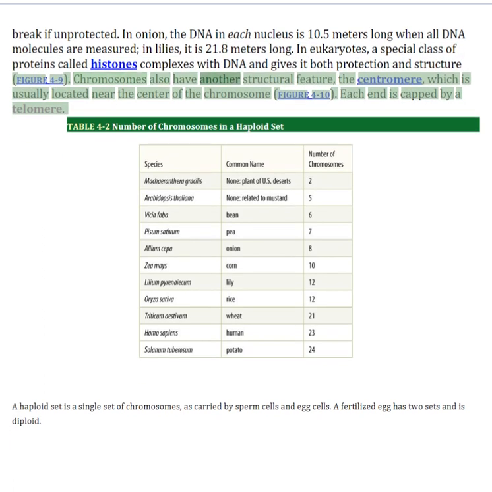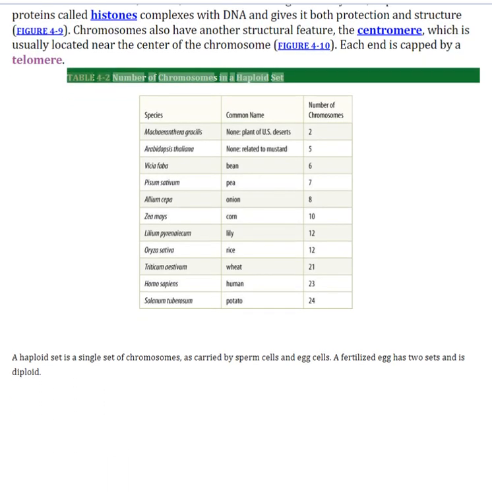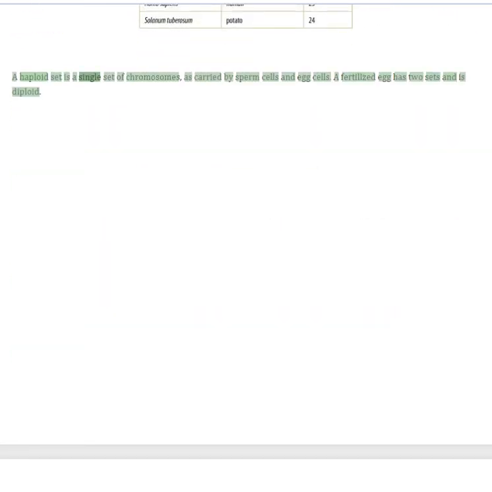Chromosomes also have another structural feature, the centromere, which is usually located near the center of the chromosome. Each end is capped by a telomere. Table 4: Number of chromosomes in a haploid set. A haploid set is a single set of chromosomes, as carried by sperm cells and egg cells. A fertilized egg has 2 sets and is diploid.